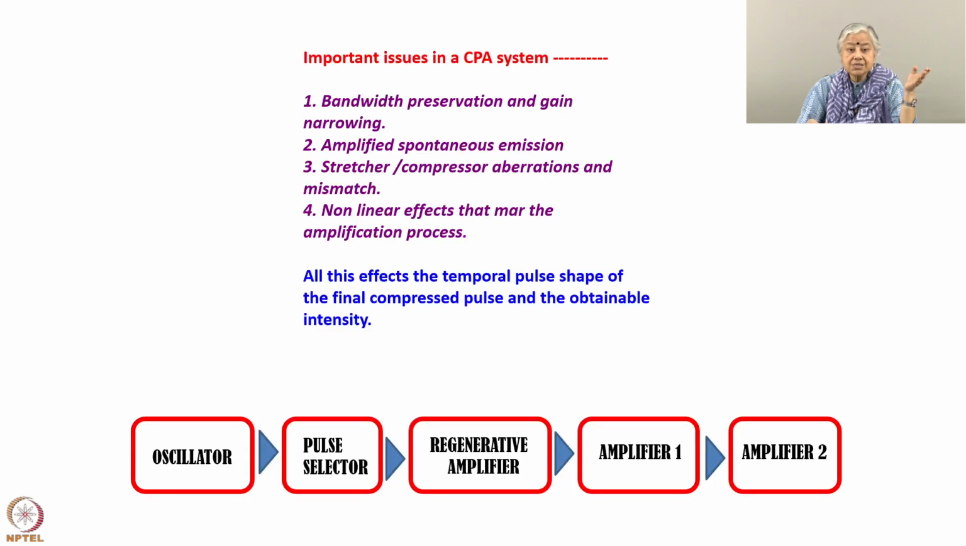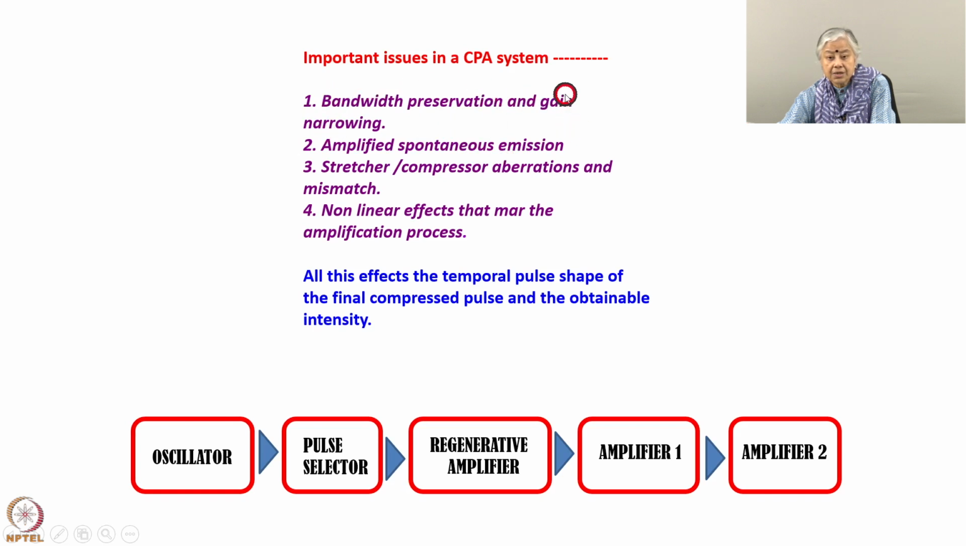So these are some of the important issues in a chirped pulse amplification system. Now, bandwidth preservation and gain narrowing. As you would have understood till now, I have emphasized so much on bandwidth preservation. We don't want any clipping, we don't want any loss to the bandwidth. All those frequencies have been given a group velocity dispersion, which is important for getting a long pulse, but we don't want to reduce the bandwidth.